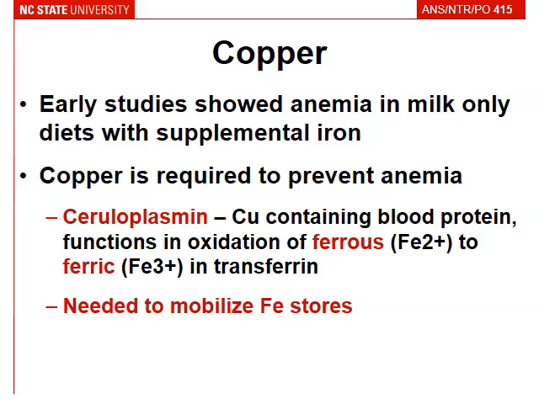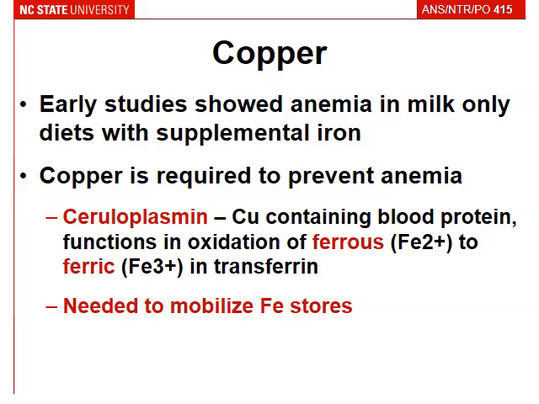So some studies were done, and they showed that animals that were fed a milk-only diet, so only milk is what they had, and it was supplemented with iron, these animals still got anemia. When they put copper in with the iron in the milk, then all signs of the anemia disappeared. So that's how it was discovered that copper is required to prevent anemia. So if you have adequate iron consumption but you're still anemic, you may have a copper deficiency.